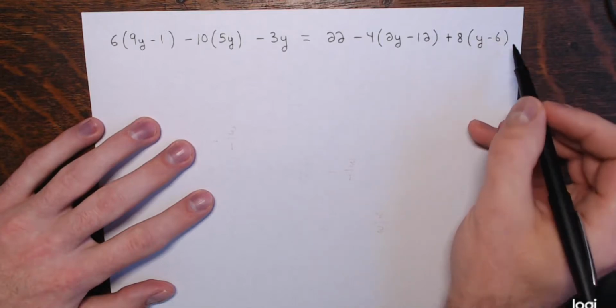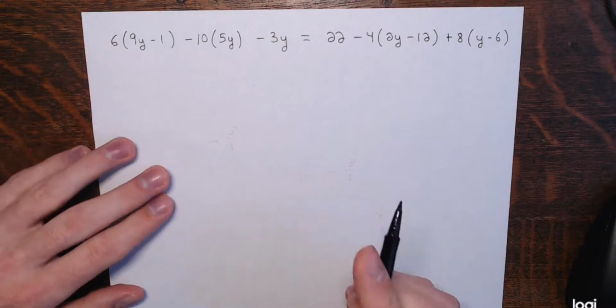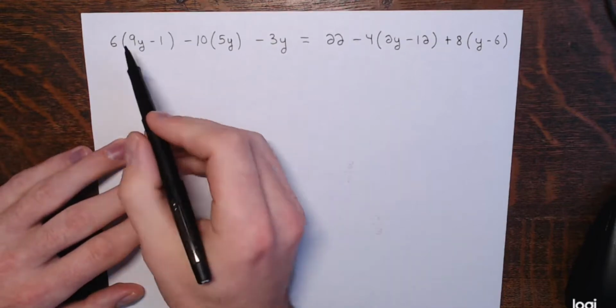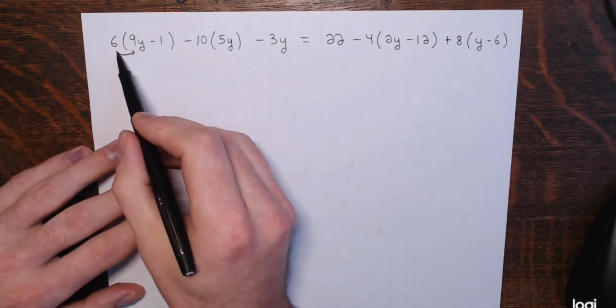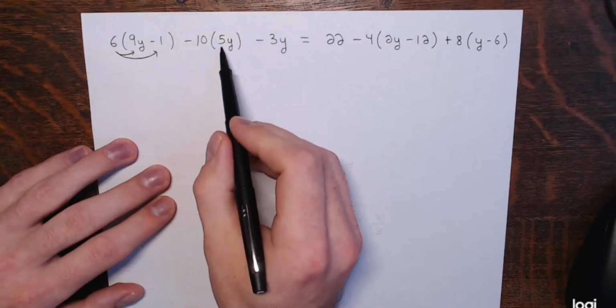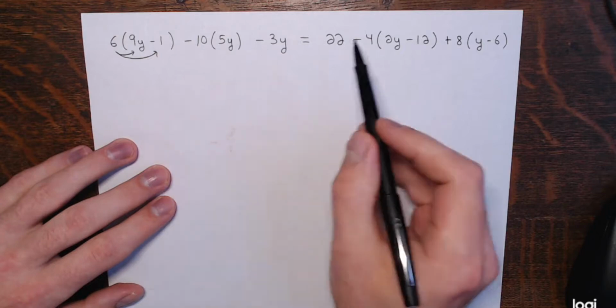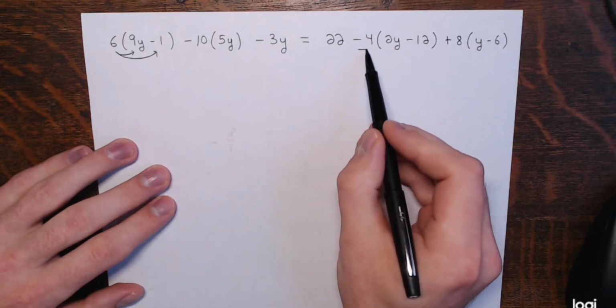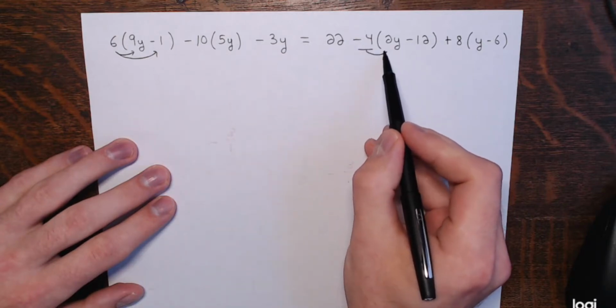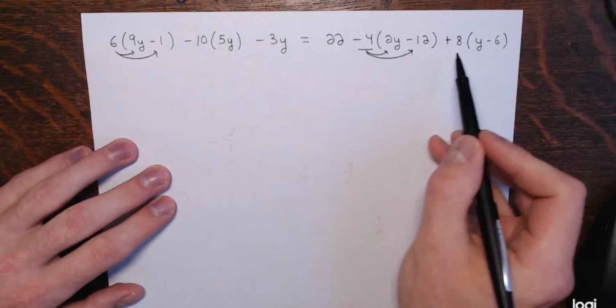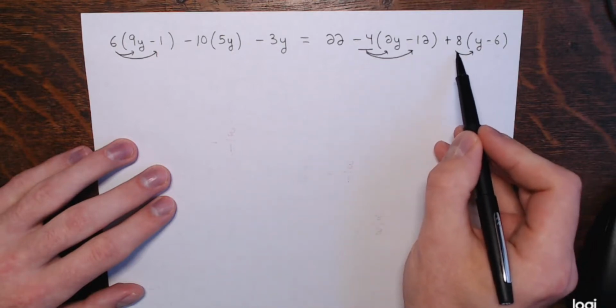Okay, so a lot of simplification to do here. First, I'm going to do all the distributing. So 6 times this difference here. There's no distributing here because 5y, this thing in the parentheses, doesn't have multiple terms. It's not adding or subtracting. And here I'm distributing. Now don't forget, you're distributing the negative 4, not just 4. And here you're distributing the positive 8 to the y minus 6.